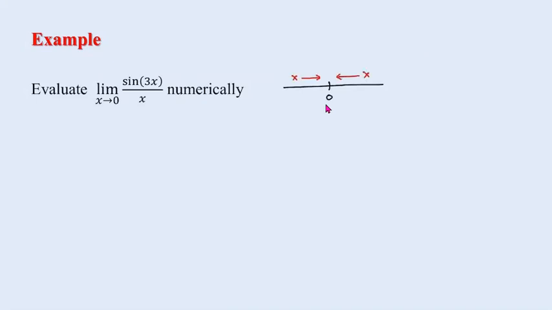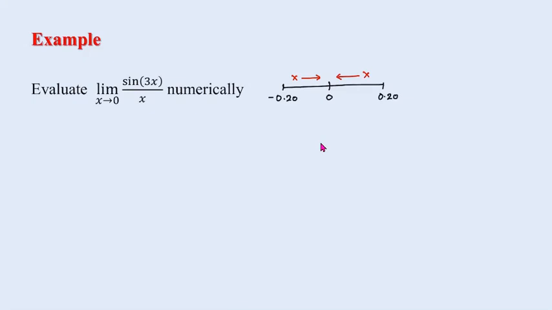So what we can do here is start plugging in numbers somewhere from here, like negative 0.20, and then move closer and closer to 0. And we can do the same from the right. You can start here at 0.20 and then move closer and closer to 0. So we are going to make the table and look at the values of this function when x approaches 0 from both sides. So let's first look at the left-hand limit.